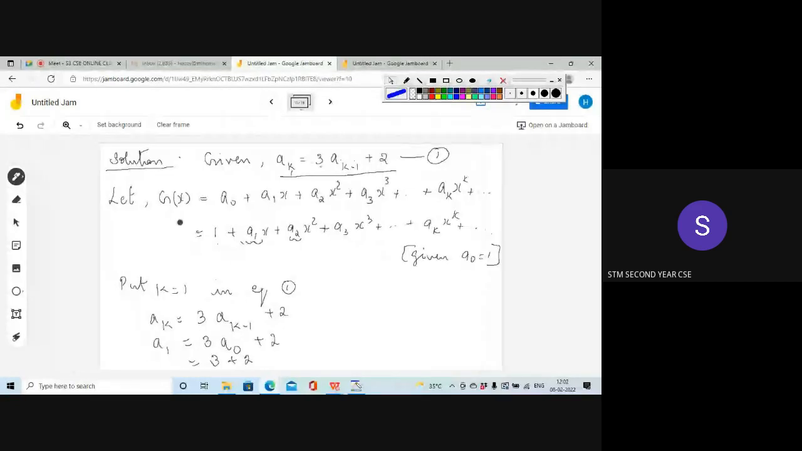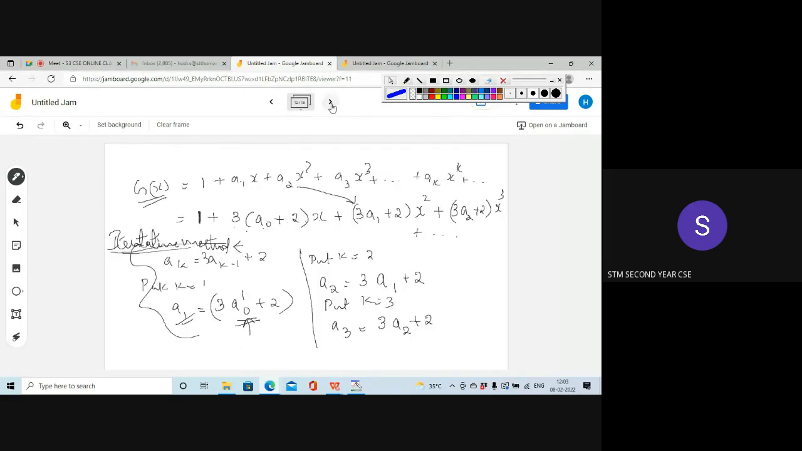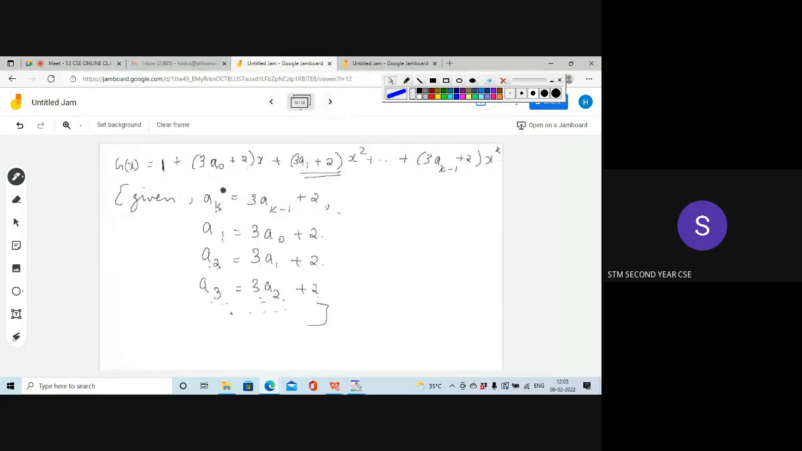Just write the generating function in general form. If any value is given, substitute that value. Here a0 is given, substitute that value. Then for a1, you substitute k equal to 1, you get the a1 term here, substitute it in the generating function. Then put k equal to 2 in this equation, you get the a2 term, substitute k equal to 3, you get the a3 term, and so on. So the series looks like this.